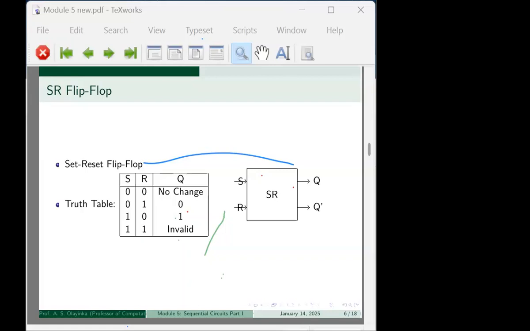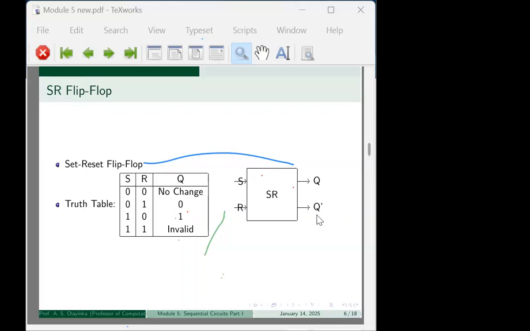Okay, let's go over it for the sake of those of you that don't understand. If you look at this circle, we have two inputs, set and reset. Then we have the outputs: the first output is Q, and the second output is Q prime. Now, the SR flip-flop is actually constructed using NAND gates.